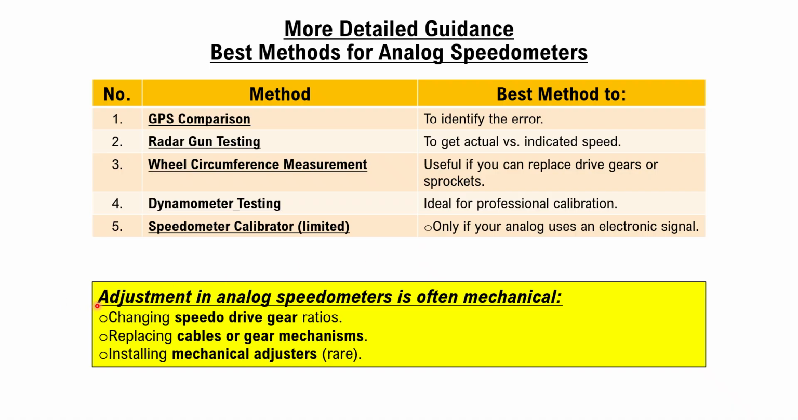Adjustments in an analog speedometer are often mechanical: changing speedo drive gear ratios, replacing cables or gear mechanisms, installing mechanical adjusters, which are very rare. That is how the best method is chosen for an analog speedometer.